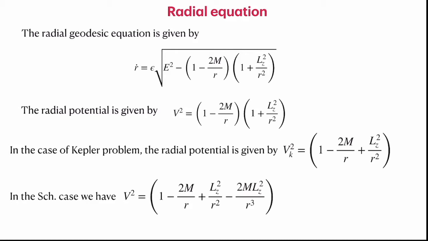The radial geodesic equation can now simply be written as r dot is equal to epsilon times the square root of E square minus (1 minus 2m by r) into (1 plus Lz square by r square). This epsilon takes the value of plus or minus 1. The plus 1 means increasing radius.